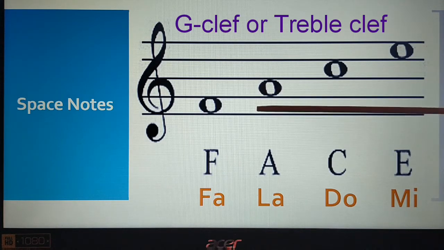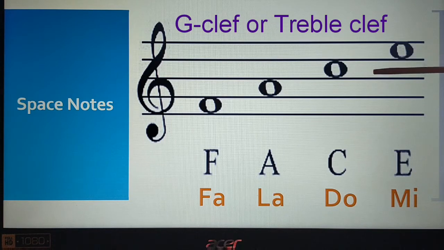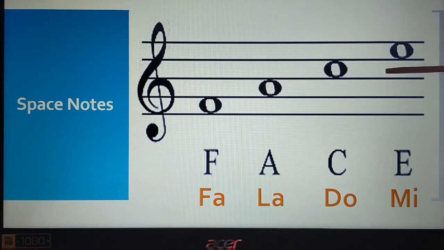So when you see a note on the first space, that is Fa. When you see a note on the third space of the treble clef, it is Do. Don't forget that one.